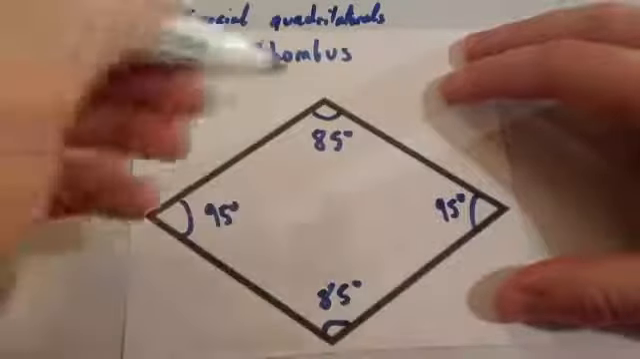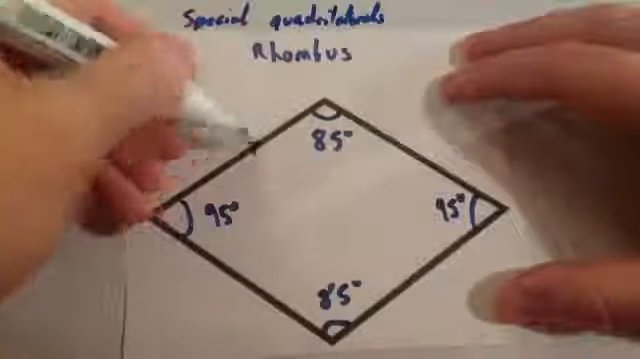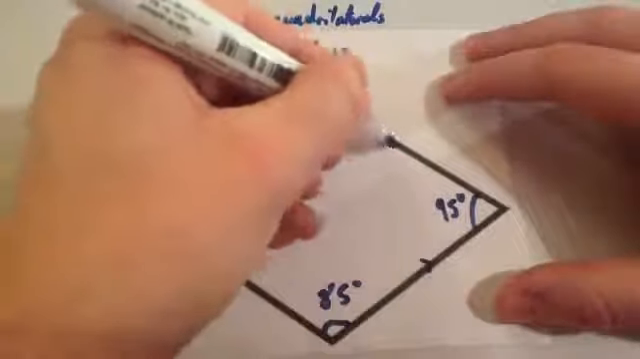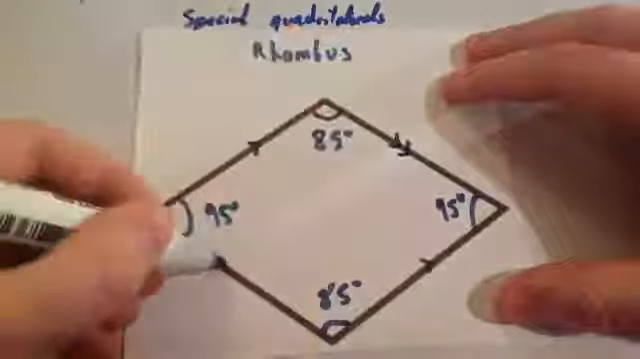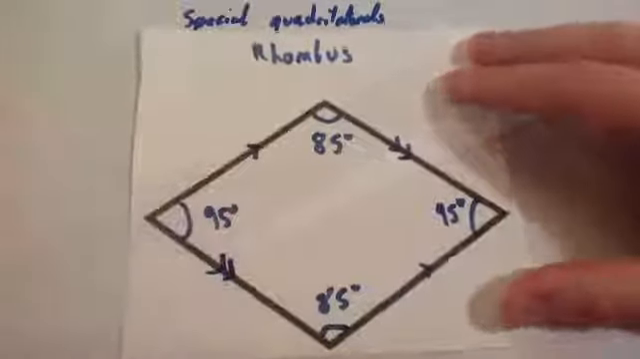Again, it's because all four sides are the same length, but also because they are parallel, you've got two pairs of parallel lines. Again, a bit like a parallelogram, the opposite angles will be equal to each other.